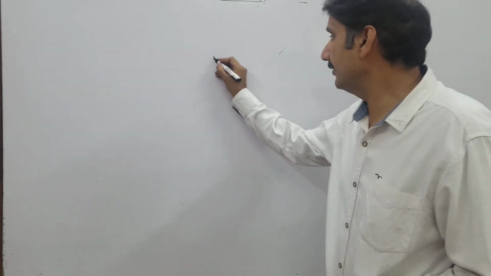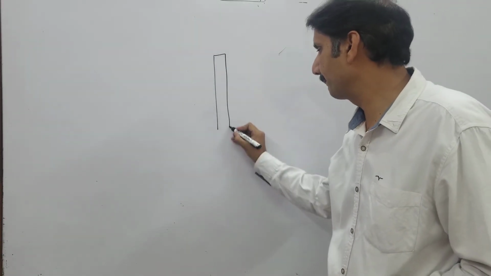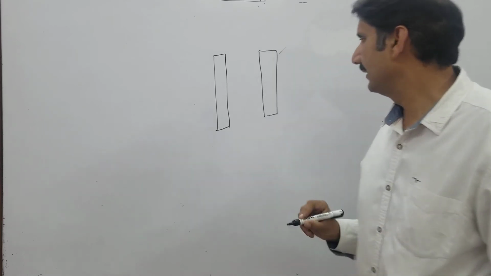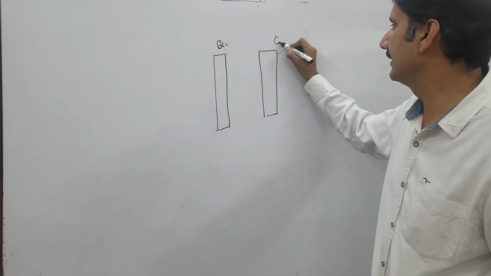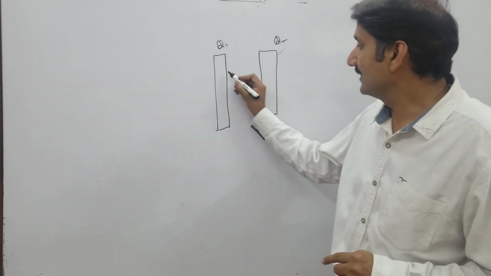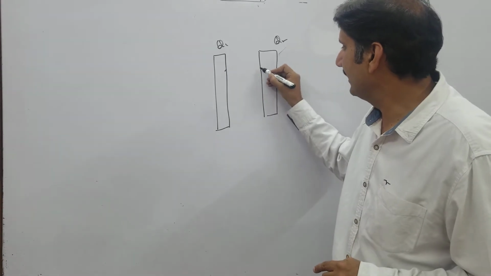I take another example, a very important example. Let's say there are two plates. Instead of one, there are two plates. And I have given charge Q1 to this and Q2 to this. What would be the charges at this plate and this plate?